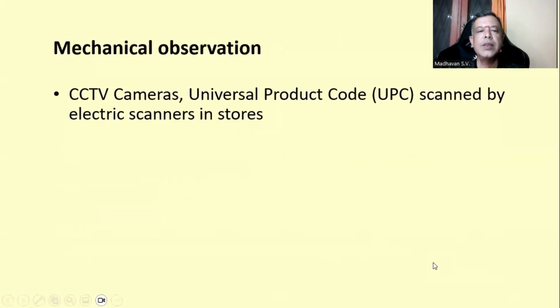Mechanical observation, CCTV cameras. Nowadays, it is available everywhere. In all service areas, they put CCTV cameras. The Universal Product Code, which we call UPC, is scanned by electronic scanners in stores, which is very helpful for billing purposes and also for stock shifting.